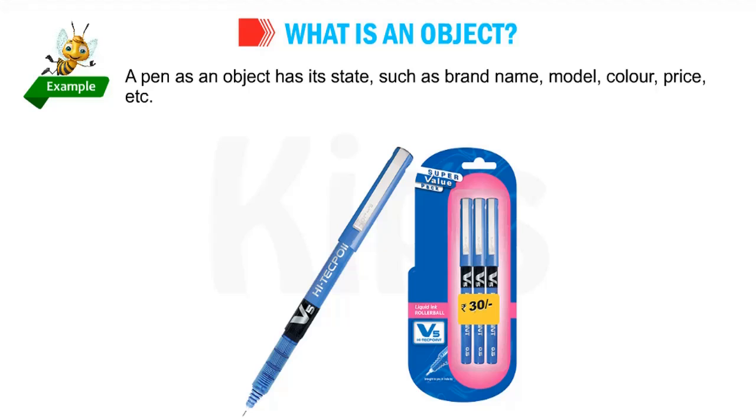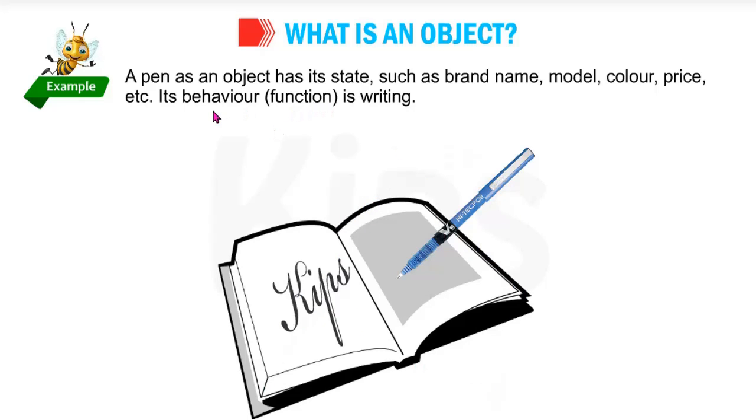Now take a small example of a pen. A pen as an object has its state. State means things such as brand name, say Hi-Tech, and model, this is the Hi-Tech V5, and color, and there is a price of 30 rupees. All these features make the state of a pen. And there is a function for this pen. What is the function or behavior?